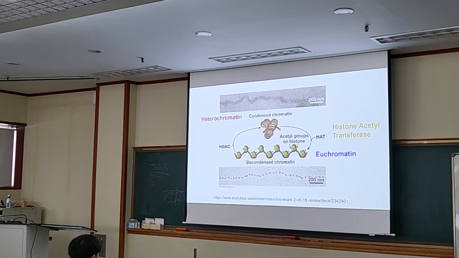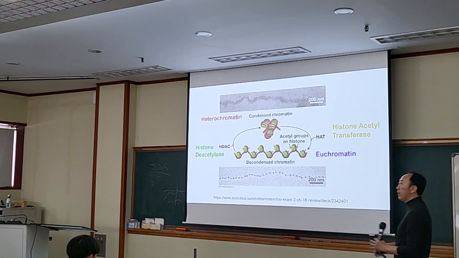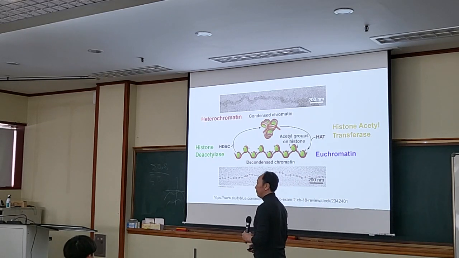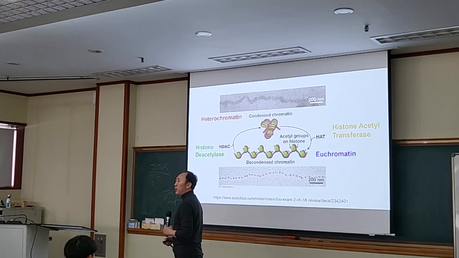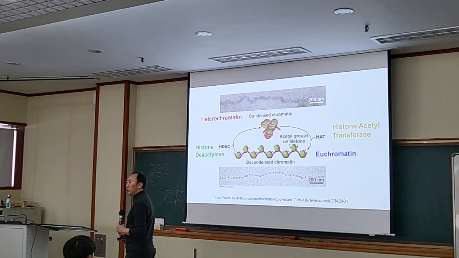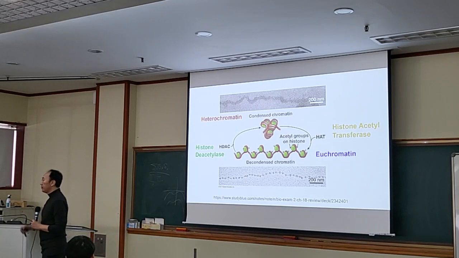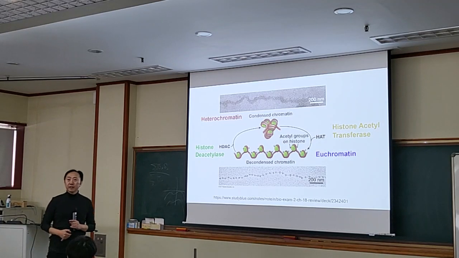In this case, histone acetyltransferase adds this, and then there is removal. This one is histone deacetylase, what we call HDAC. HDAC is removing acetyl groups. HAT is the acetyl-adding enzyme. So let me ask you, if you have more HAT, what happens to the gene expression? Gene expression increases.